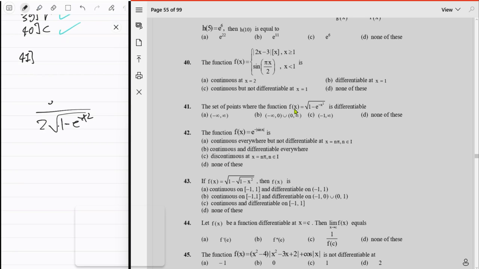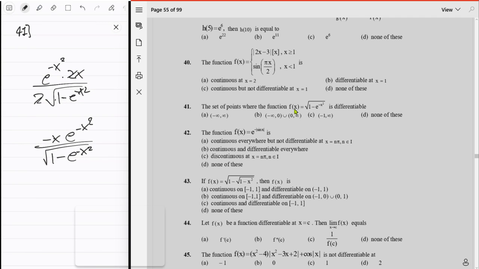Negative negative is positive, e power negative x square, and then that times 2x. So this is the derivative: x e power negative x square over the square root of 1 minus e power negative x square. So where is this differentiable, right? This will of course be differentiable whenever this thing is positive, of course. Yeah, I mean, this is actually positive all of the time.